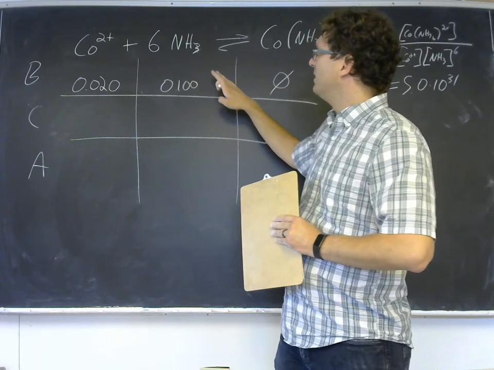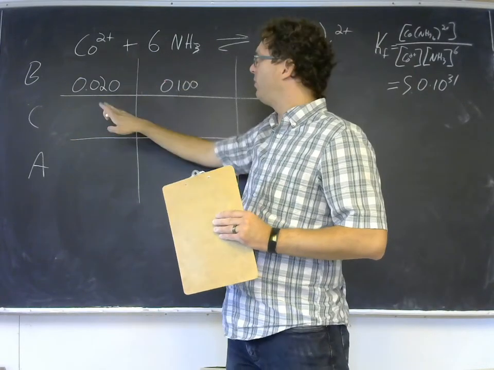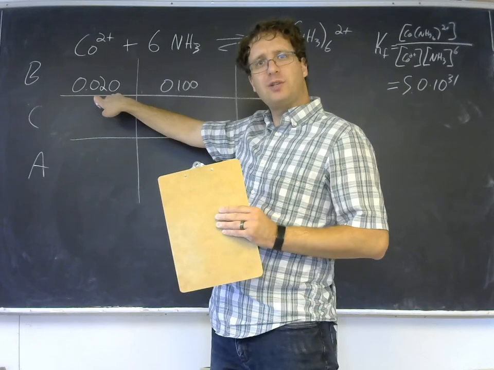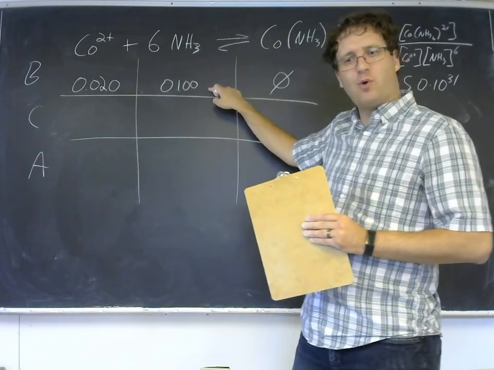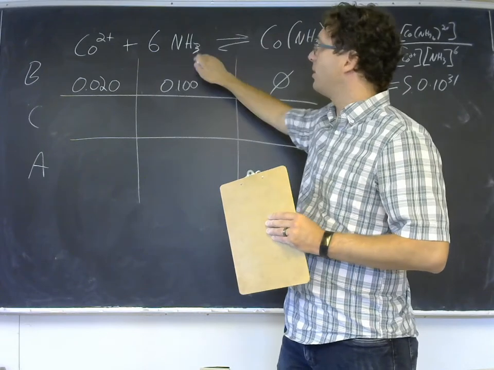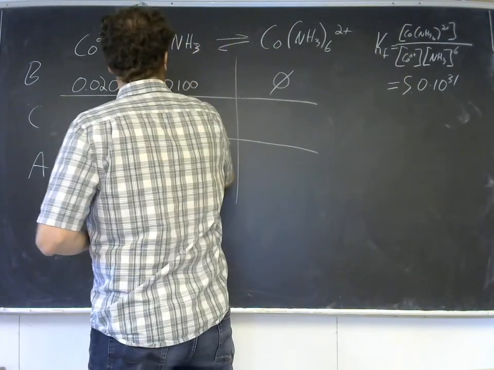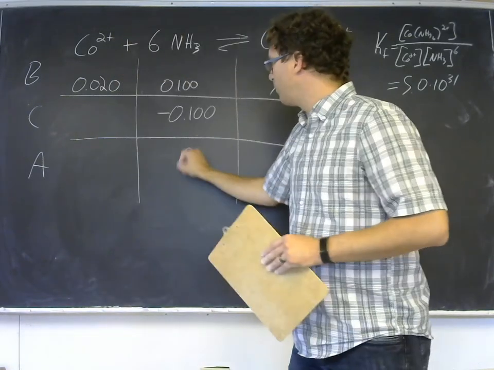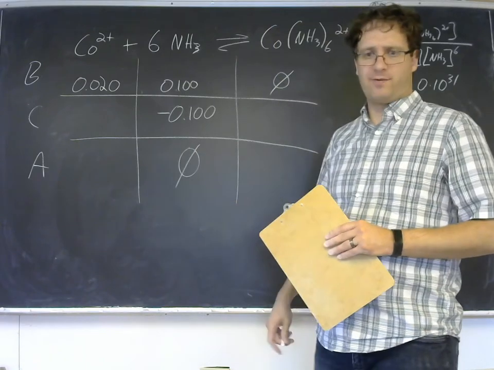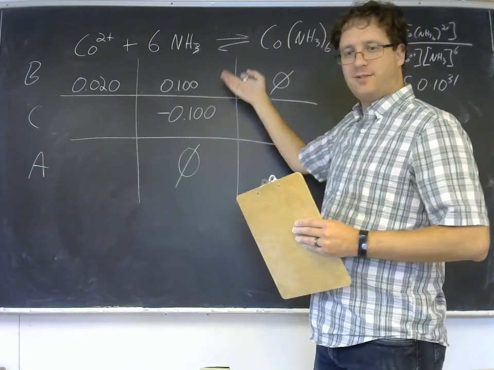I need 6 times as much ammonia relative to the amount of cobalt. Well, 6 times 0.02 is 0.12, but I only have 0.10. That makes ammonia my limiting reactant. So we will subtract 0.100, and we'll end up with no ammonia afterward. Well, how much cobalt do we make? That would be 0.1 divided by 6.